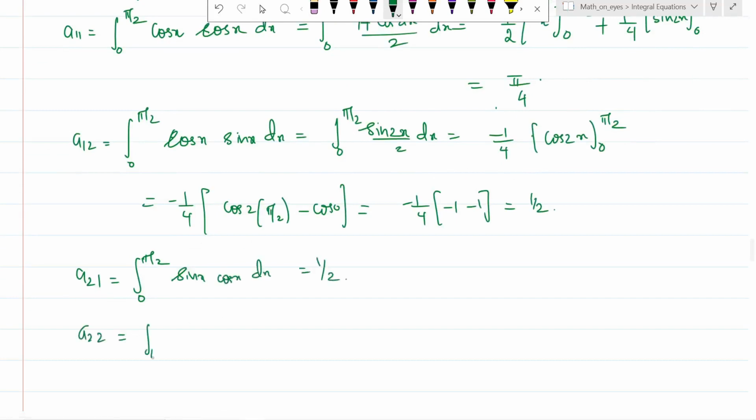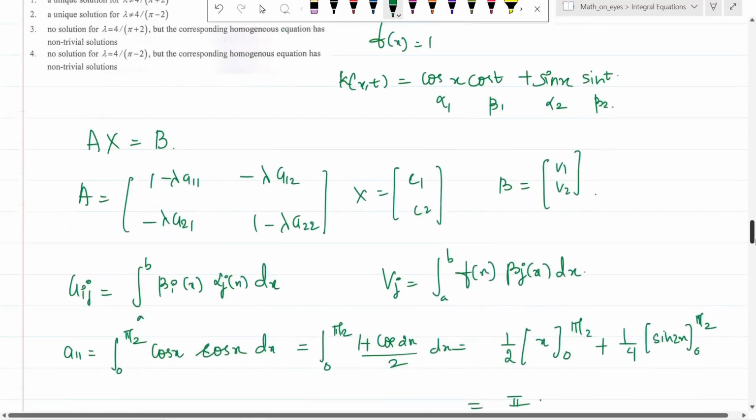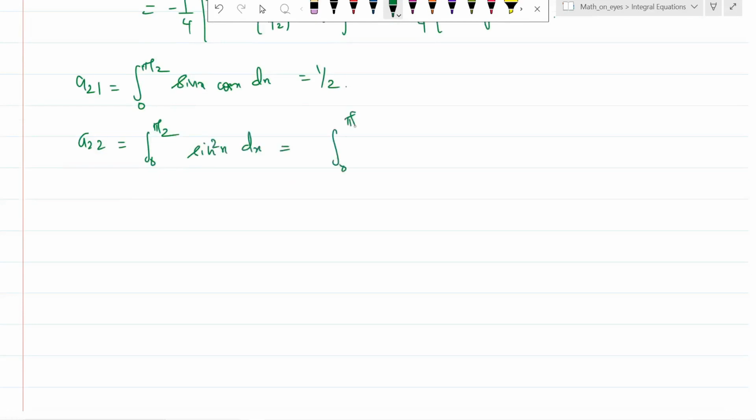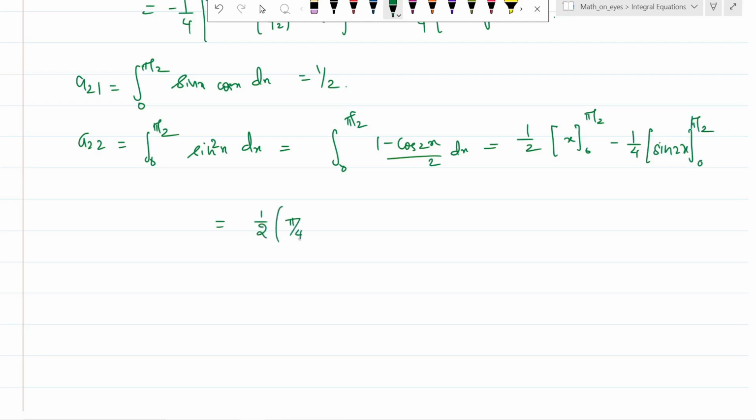And then A22 is equal to integral 0 to pi by 2 beta 2 and alpha 2, which is sin x into sin x. So we find sin squared x into dx, which is equal to integral 0 to pi by 2 (1 minus cos 2x) divided by 2 into dx, which is equal to 1 by 2 into x from 0 to pi by 2 minus 1 by 4 into sine 2x from 0 to pi by 2, which is equal to 1 by 2 into pi by 2. So we get pi by 4 alone. So the matrix A would be equal to [1 minus lambda pi by 4, minus lambda by 2; minus lambda by 2, 1 minus lambda pi by 4].